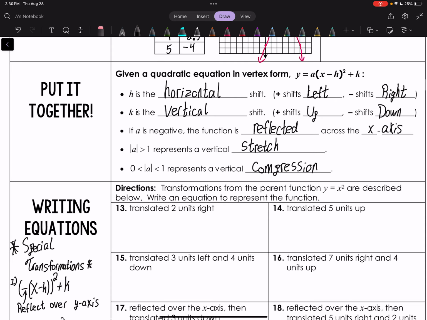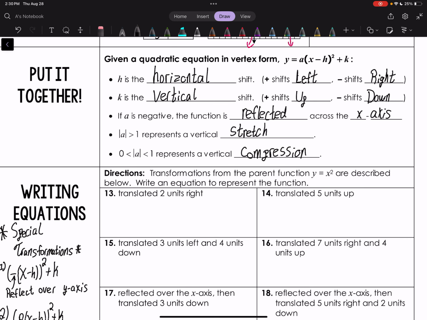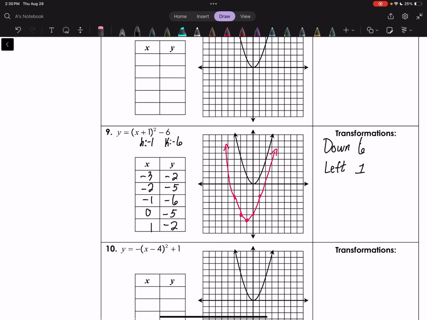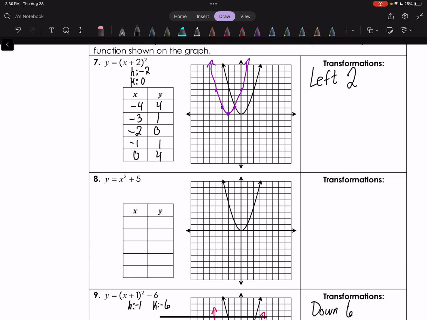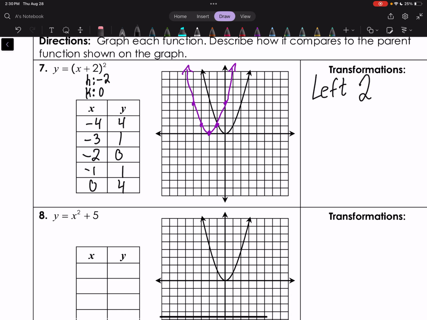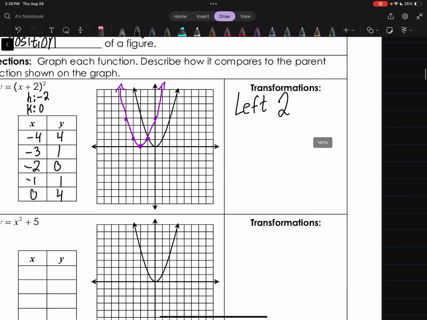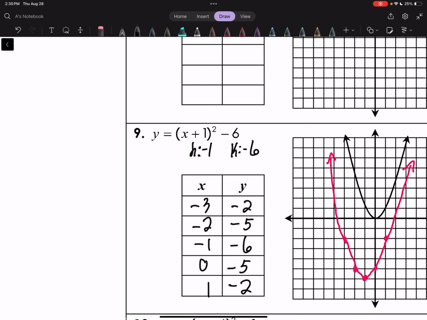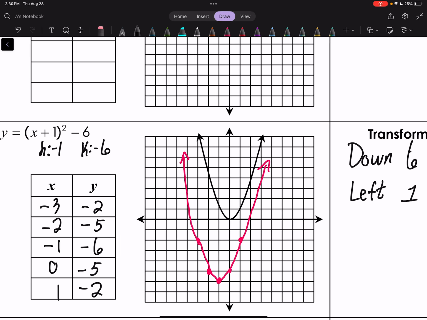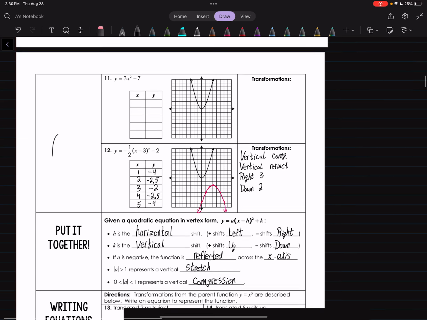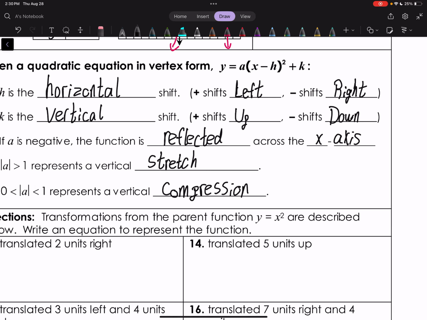Now here's how we're going to put it all together. You can look at the graph and I can tell you what the transformations are based on how it looks. So if I'm given the vertex form, which again is this, I know that H is a horizontal shift. Look up here, whenever I had H is equal to negative 2, it shifted it left 2. Whenever I had H as negative 1, it shifted it left 1, and K shifted it down 6. K is the vertical shift.